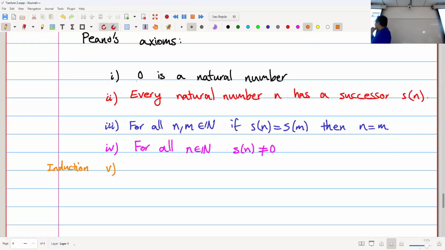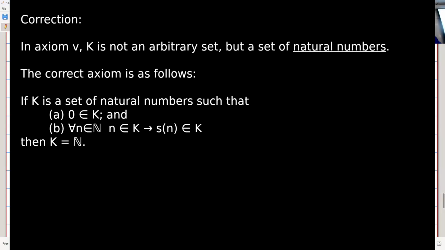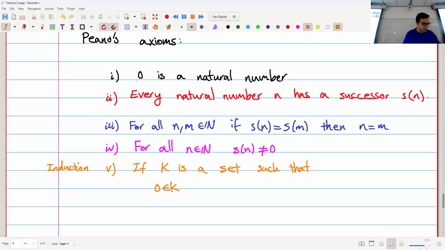Okay? But now I want to say that these are the only natural numbers. So if I just keep taking successors, so if I start at 0 and I just keep looking at the successor of 0, the successor of that, and so on, this will give me all the natural numbers. Okay? So this is how we write it. We say that if K is a set such that 0 is in K, okay, and for every natural number n, if n is in K, then n plus 1 is also in K.